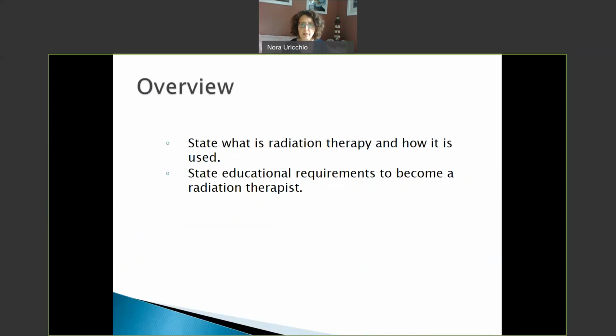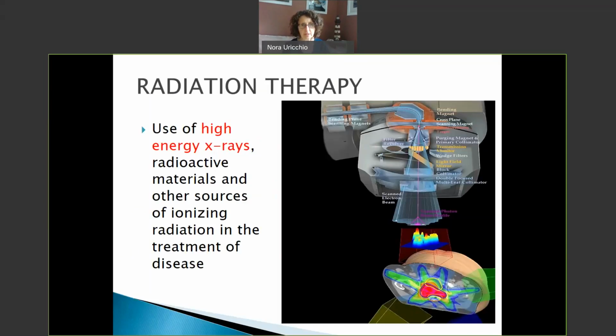Radiation therapy is one of two tracks of the radiologic science program here at Manchester Community College. When we're using radiation therapy, we are using high energy X-rays and radioactive materials and other sources of ionizing radiation to treat disease. That disease is primarily cancer.